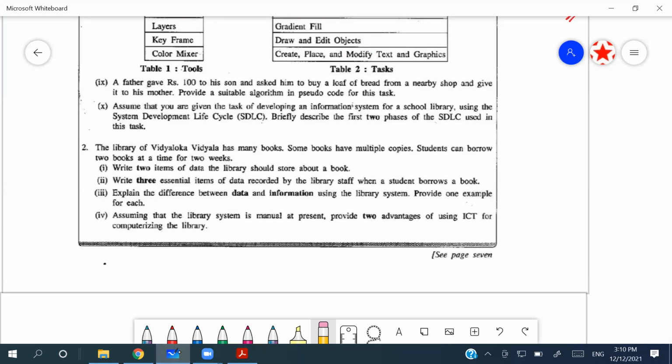So first is having 2 marks, next is having 3 marks, right? So in the third point, it is asking explain the difference between data and information using the library system. Provide one example for each.